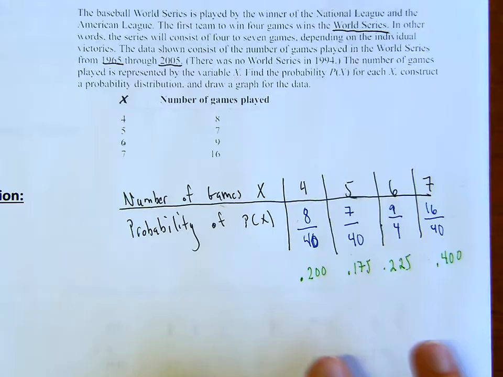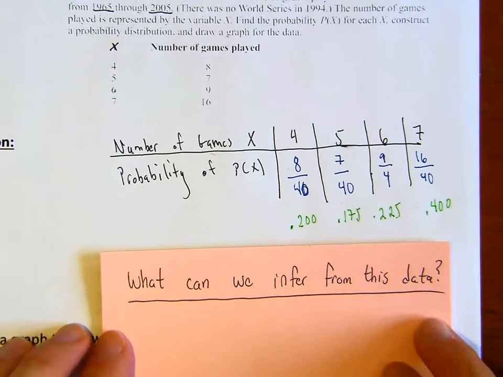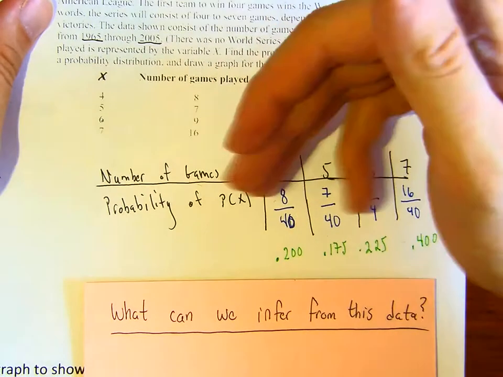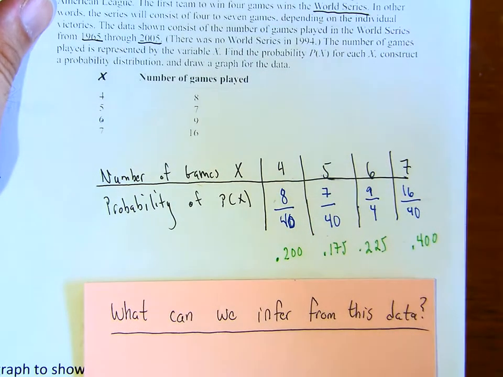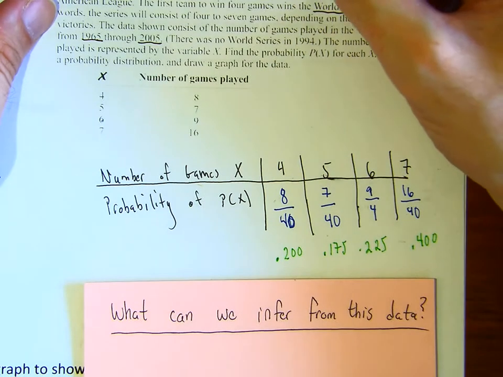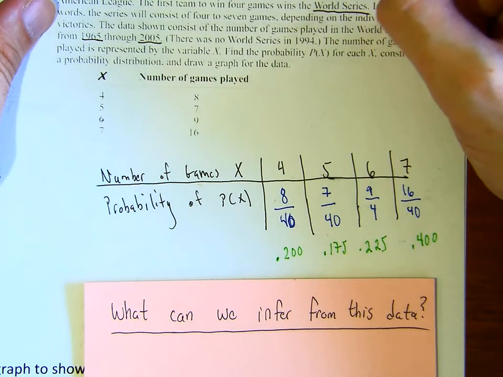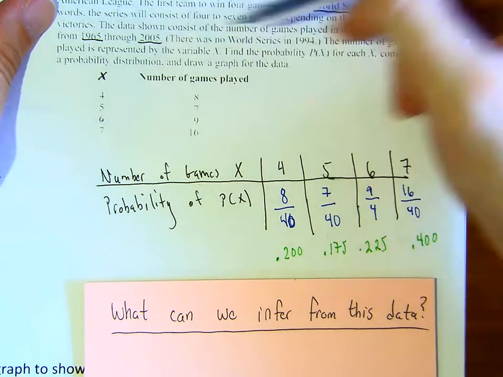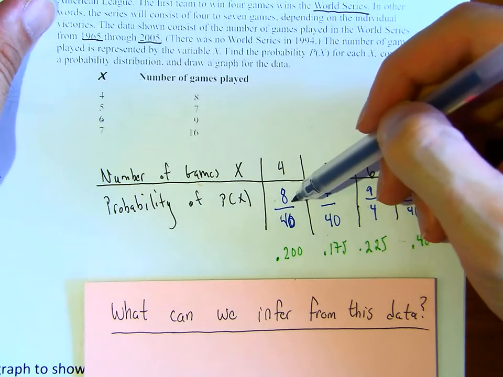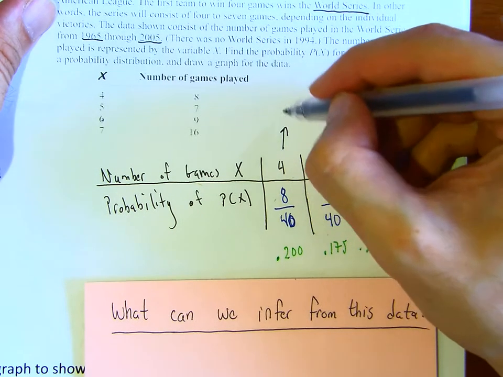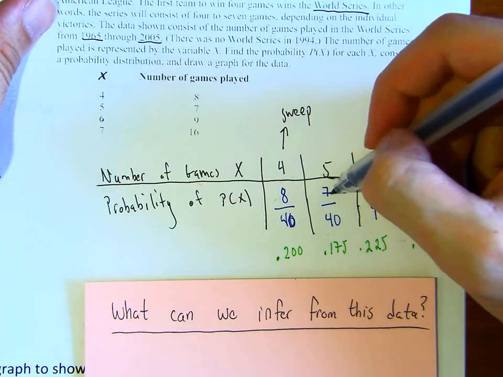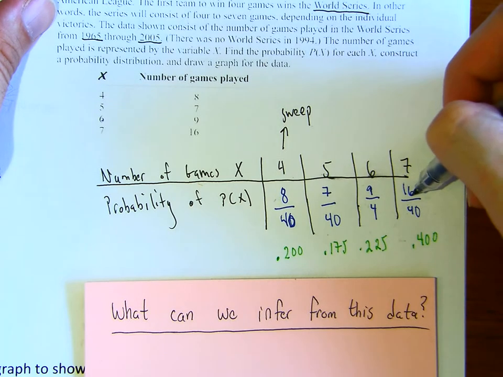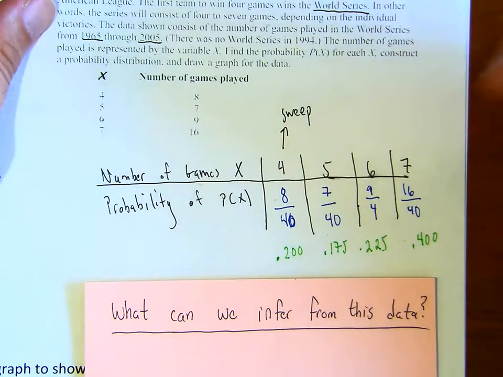Here, what can you infer from this data? Imagine, let's go back to the scenario. Here we're talking about the World Series, right? And imagine you're the 2 best teams. This is team number 1 and this is team number 2. Throughout the 40 or so years, out of every World Series, only 8 games went to 4 games, where the team, this is basically a sweep, right? 7 of the games went to game 5, 9 of the games went to game 6, and 16 of the games went to game 7.